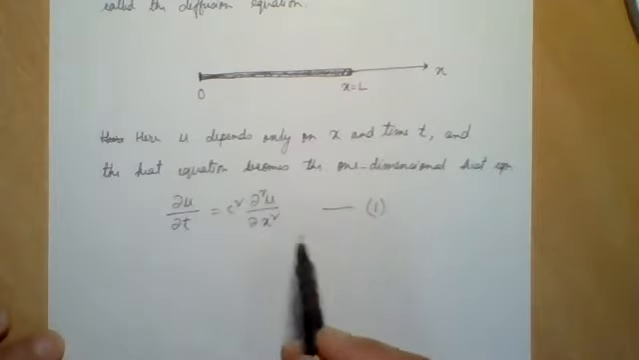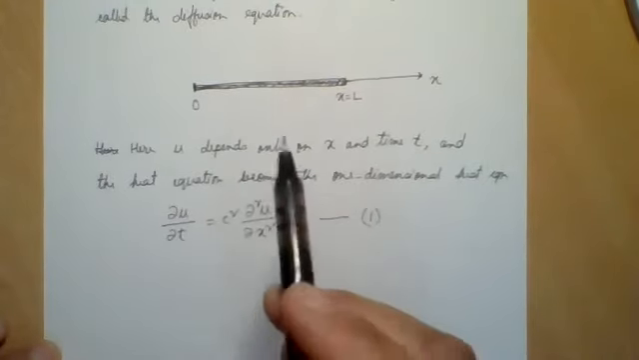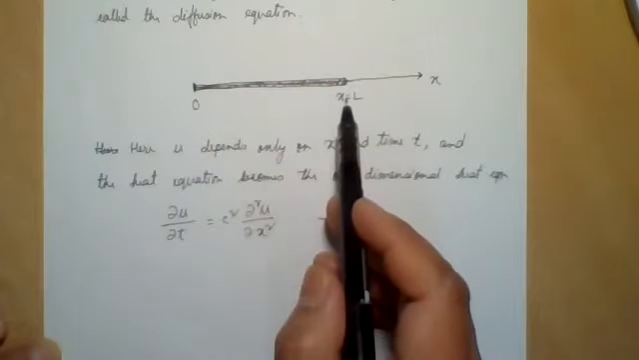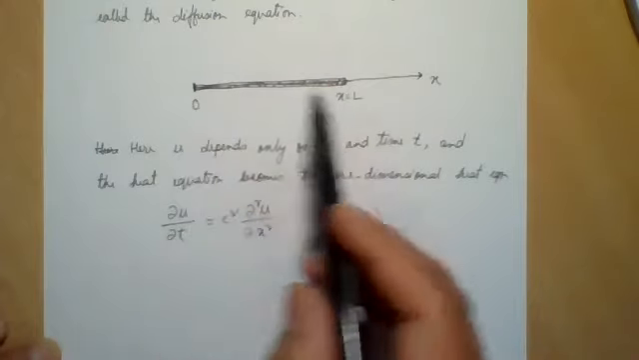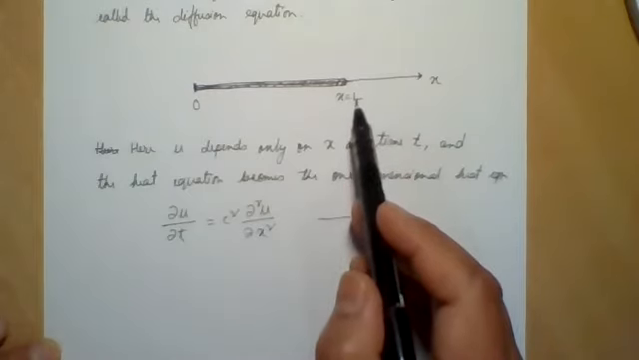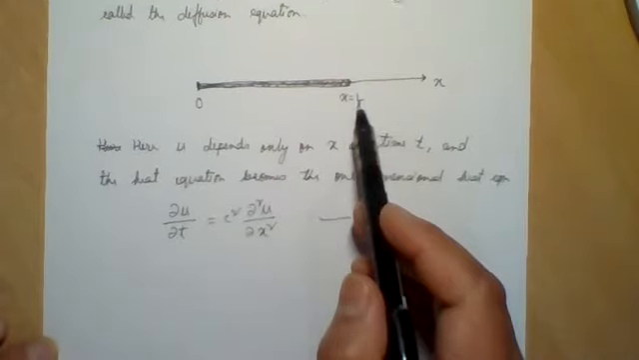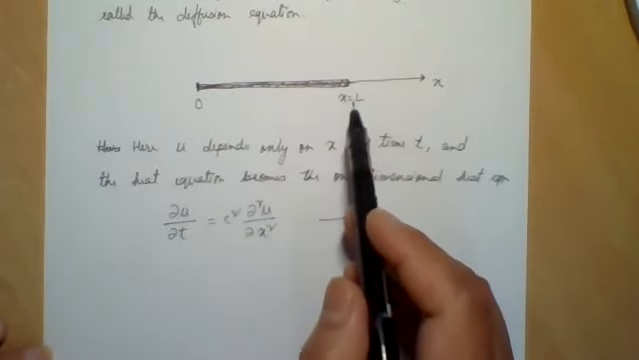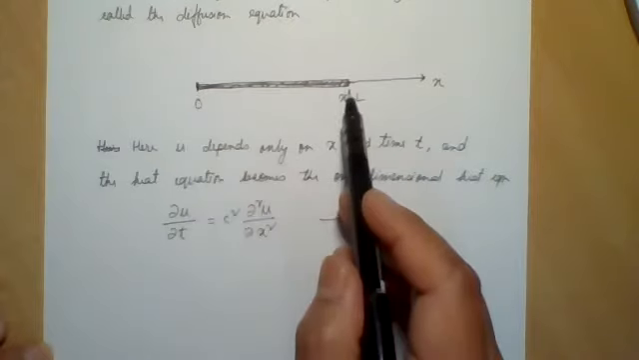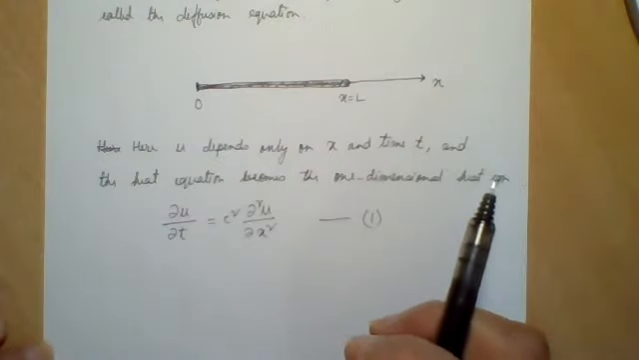Okay, so let us solve this equation 1 for some important types of boundary conditions and initial conditions. So let us begin with the case where the ends at x equal to 0 and x equal to L of the bar are kept at temperature 0. So let us start with a simple boundary condition in which this end of the bar is kept at 0 temperature and the other end of the bar is also kept at 0 temperature.